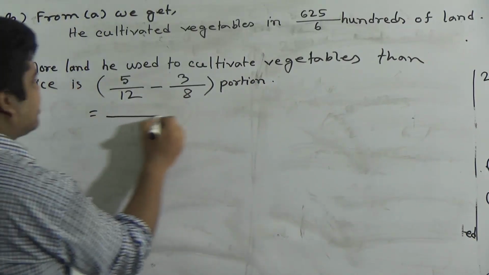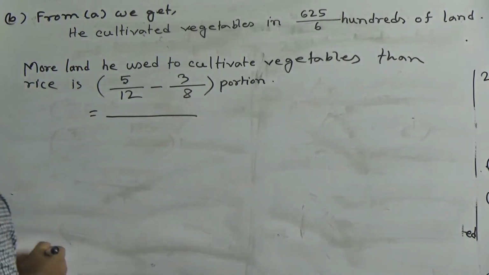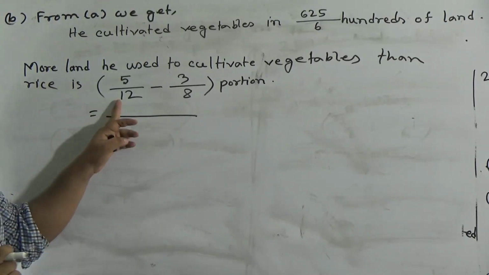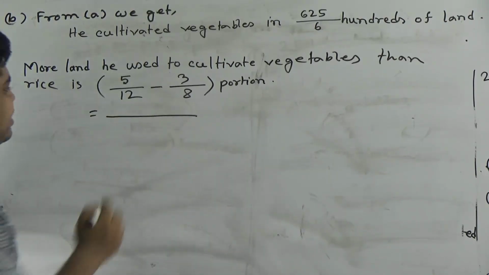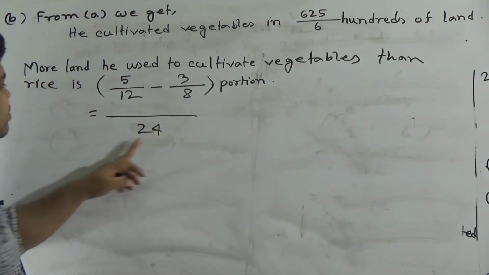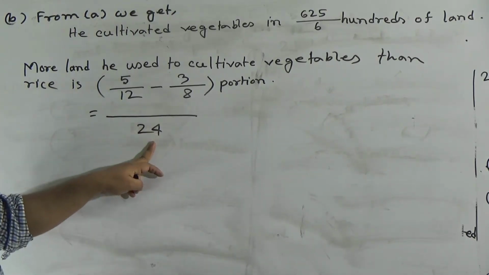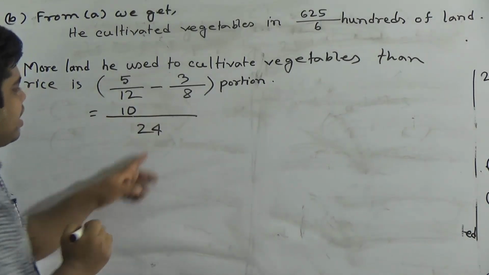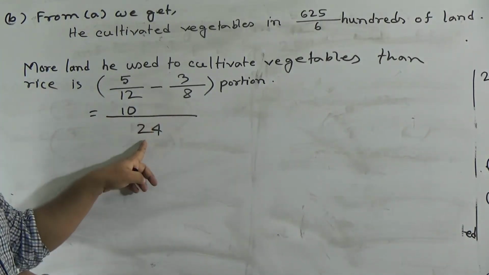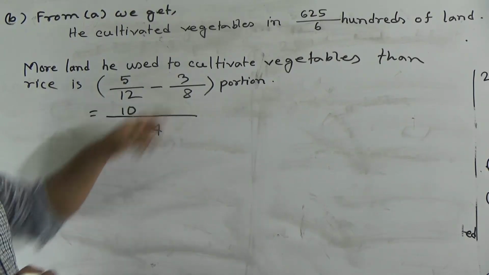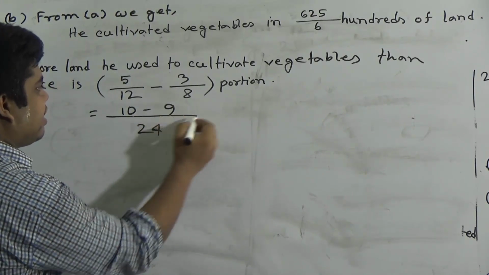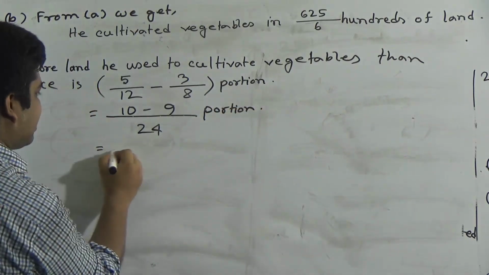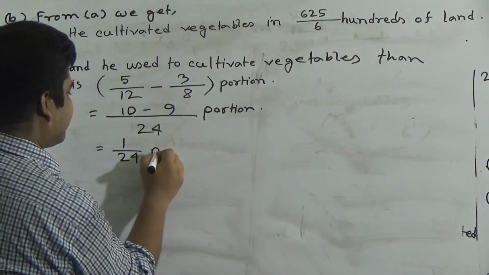Now my dear students, we do subtraction. The LCM of 12 and 8 is 24. In 24, 12 goes in 2 times. That means 5 2s are 10. In 24, 8 goes in 3 times. 3 3s are 9 and the minus sign is here. Portion. That means 1 by 24 portion.